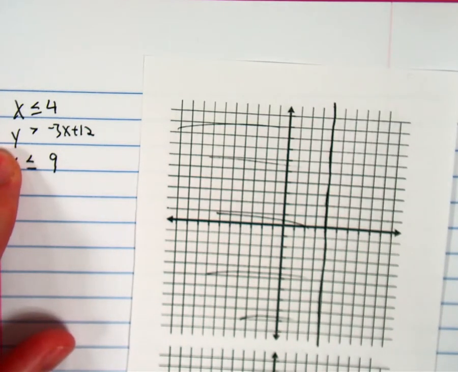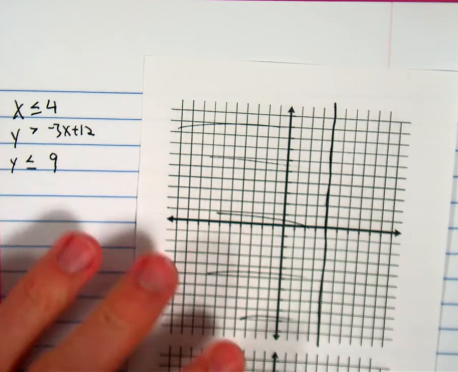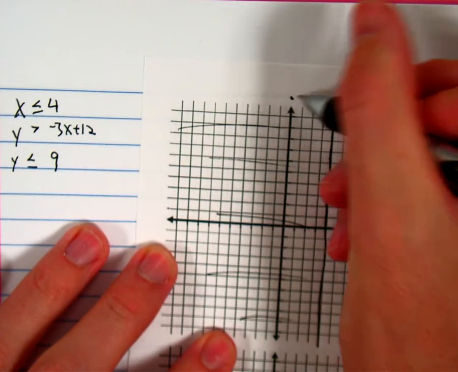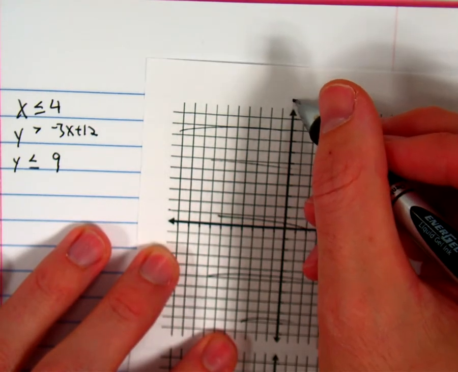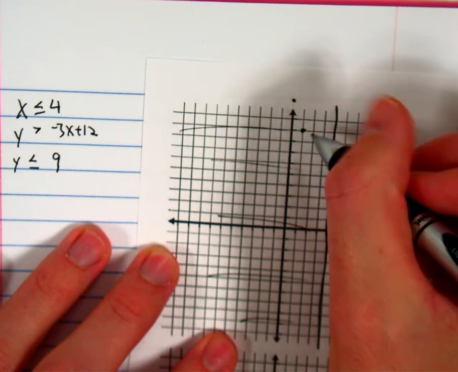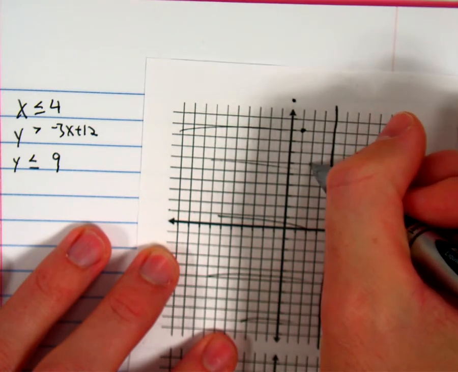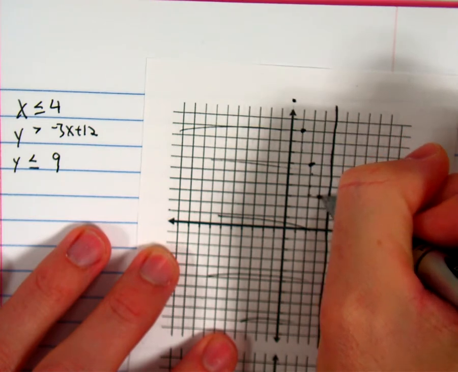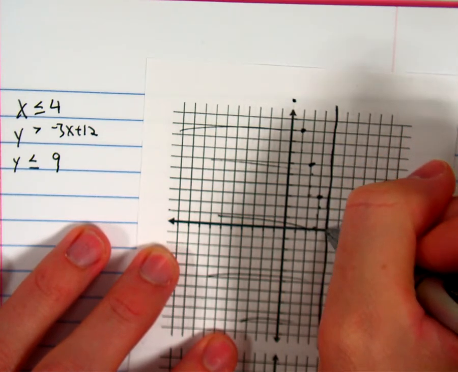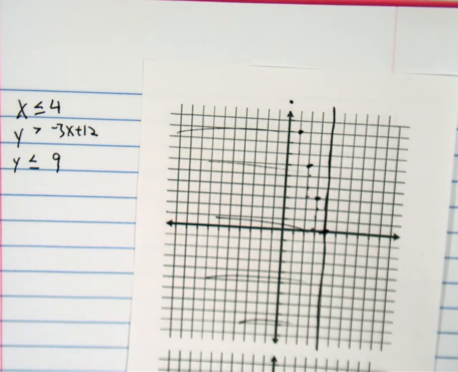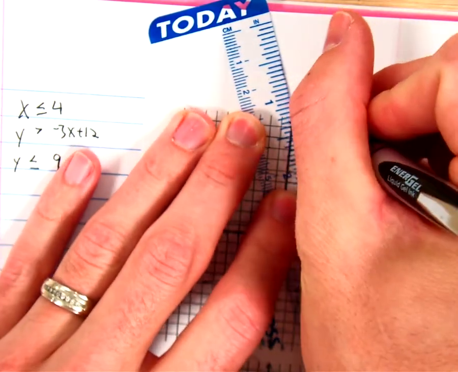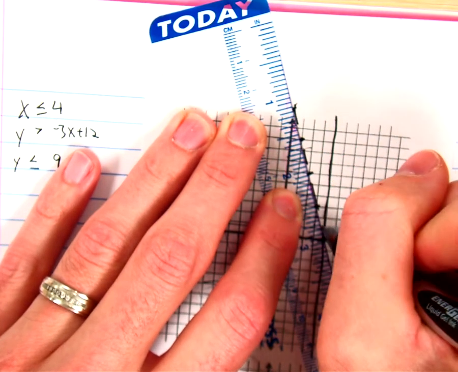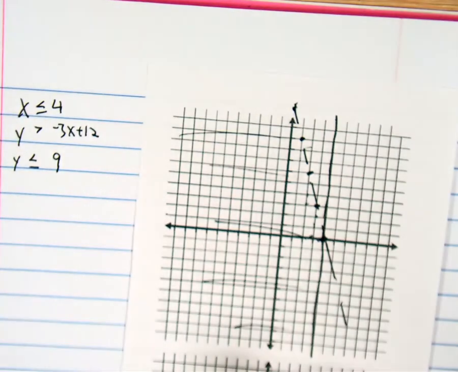Y is greater than negative 3x plus 12. So 10, 11, 12 would have been up here. Okay, then if I go over 1, down 3, or down 3 over 1, 1, 2, 3. Okay, and this is going to be a dotted line, because it's greater than. Alright, and we're shaded above.